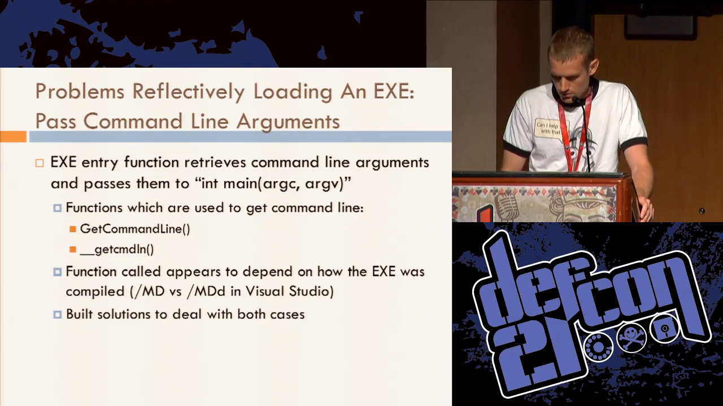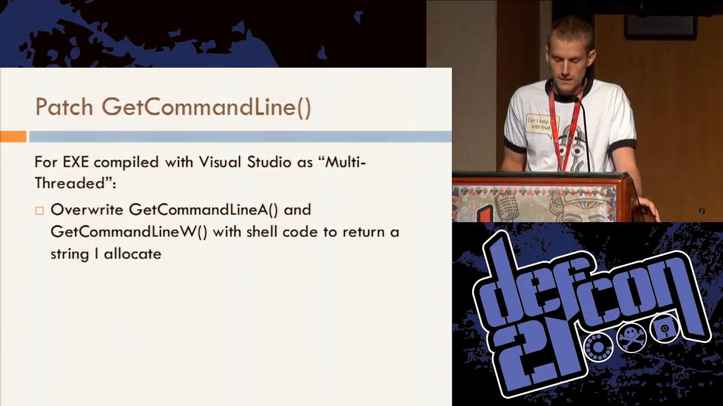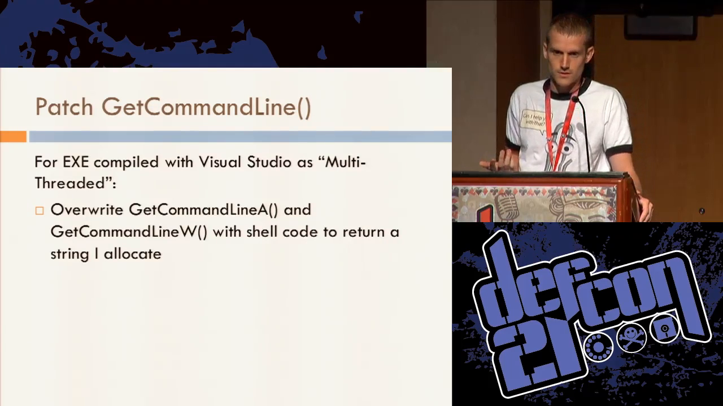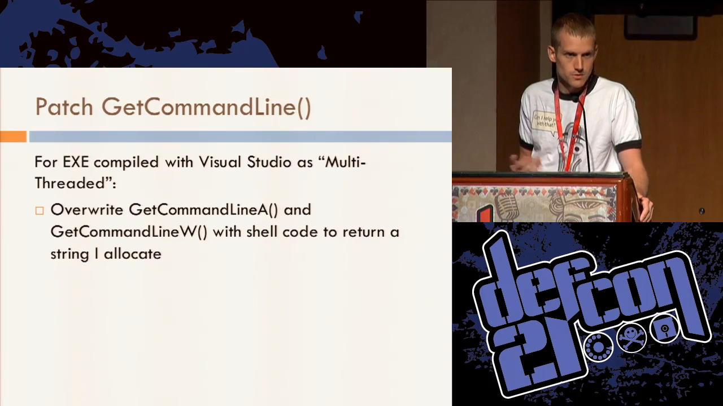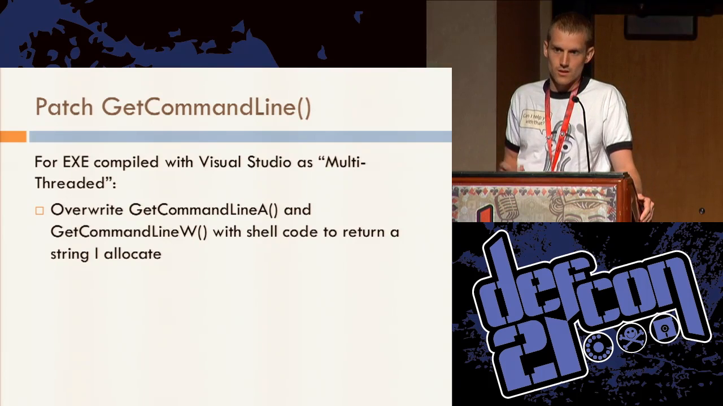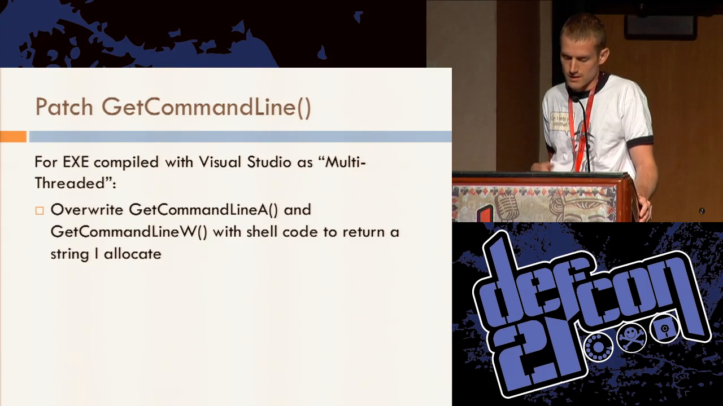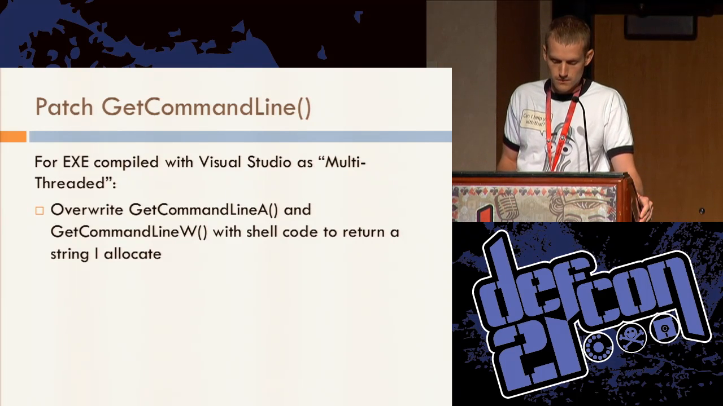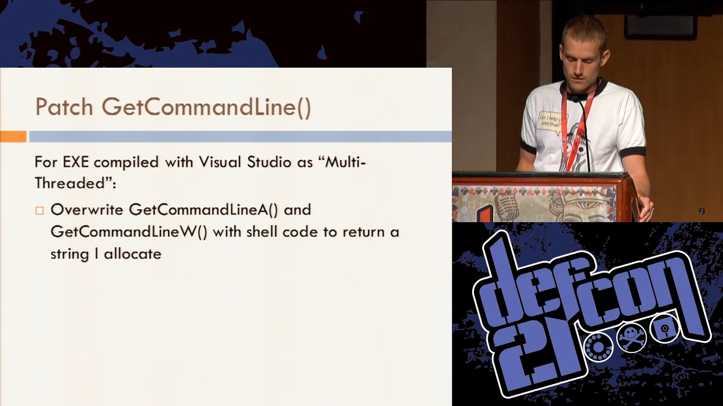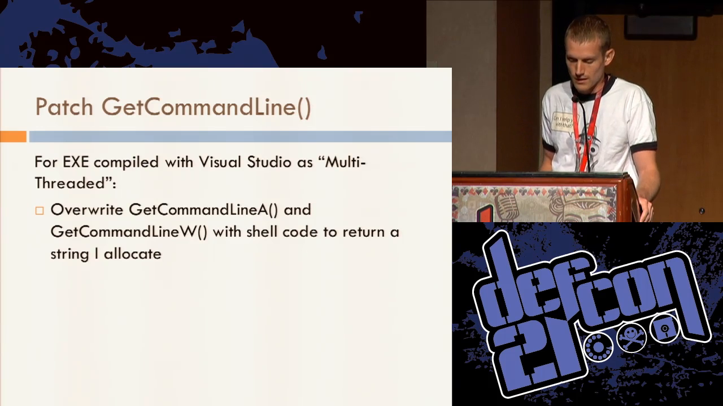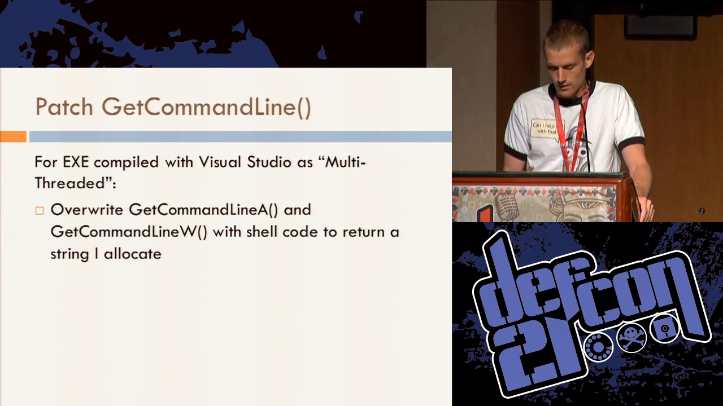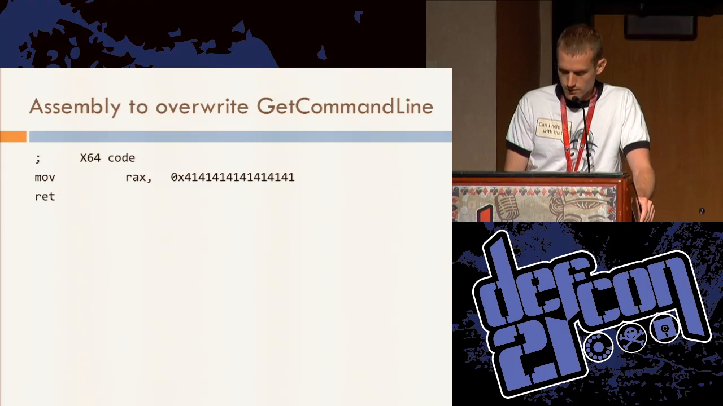So I had to create solutions for both of these functions. So patching get command line is super easy. Get command line is a function that takes no arguments, and it just returns you a string pointer to the command line arguments with no formatting or anything done. So all you need to do in PowerShell is just allocate a string on the heap and then overwrite the function call get command line with shellcode that just returns the string, the address to the string that you allocated. So very, very simple, right?